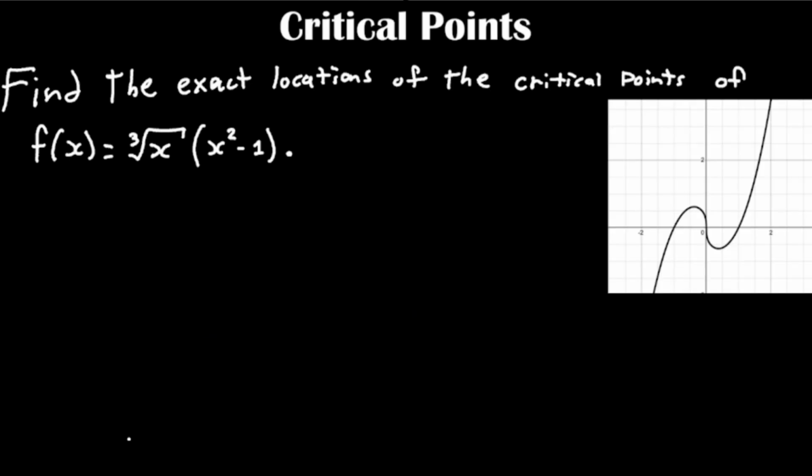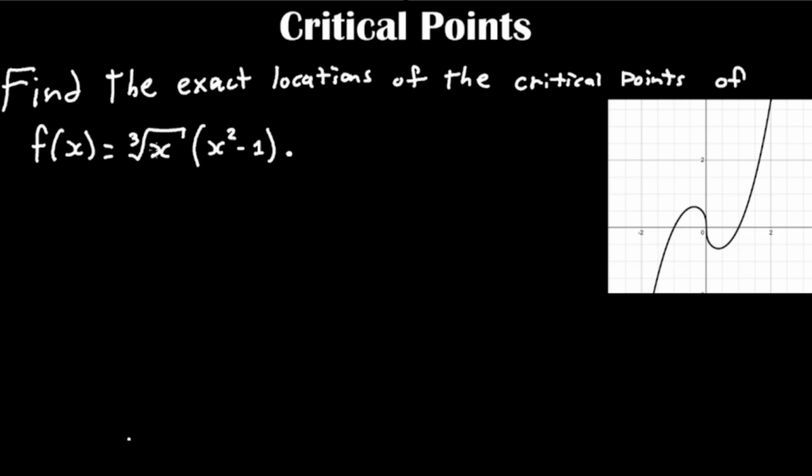Alright, so we're given this function, f of x equals the cube root of x times x squared minus 1. And we want to find the exact locations of all the critical points of this function. So recall, we just said the critical points are places where the first derivative is undefined or 0. So to find out those locations, we just need to take the derivative of this function.